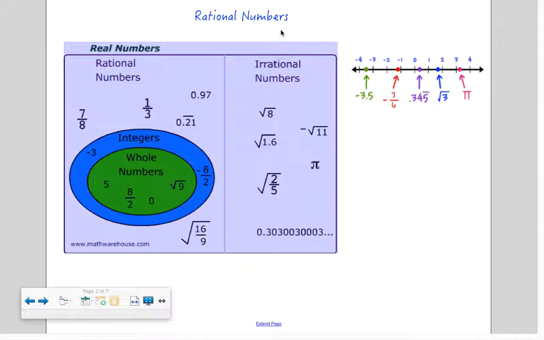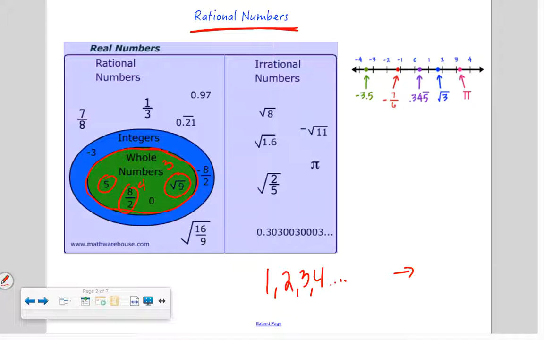Just before we get started, let me talk to you a little bit about rational numbers and what that really means, okay? So basically, the inner set here are the whole numbers, okay? So we talk about the whole numbers as basically 1, 2, 3, 4, and so on up until, as long as you'd like to go. So 5 is a whole number, 8 over 2 is a whole number because it's really 4, square root of 9 is a whole number because it's 3.